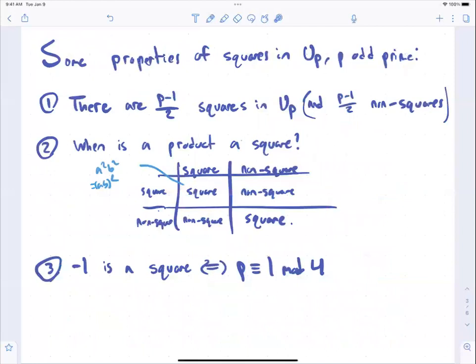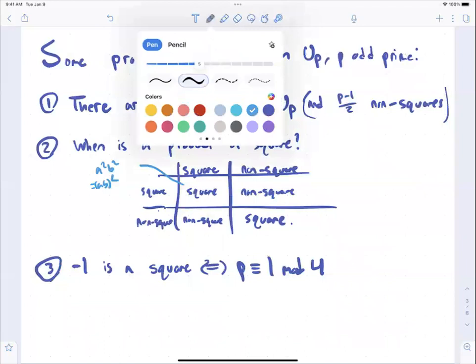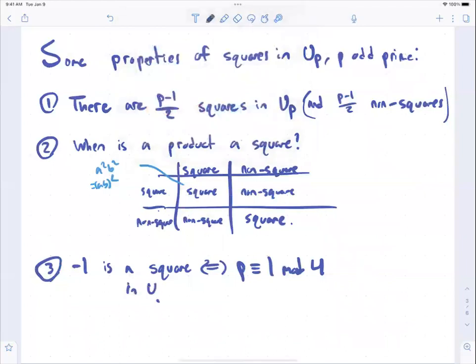And then finally, the last property I wanted to mention is one we've already seen when we were studying Gaussian integers and sums of squares and primes in the Gaussian integers. It's that minus 1 is a square in U_p, or mod p, if and only if p is congruent to 1 mod 4. So there's a square root of minus 1 exactly when p is congruent to 1 mod 4.